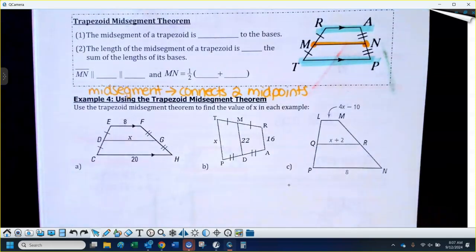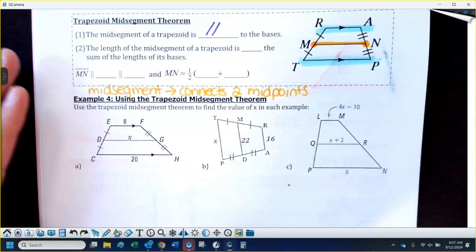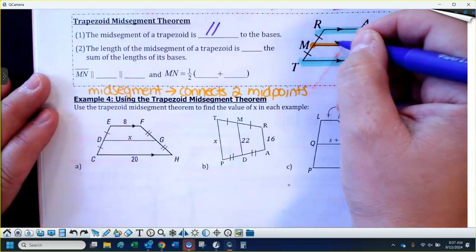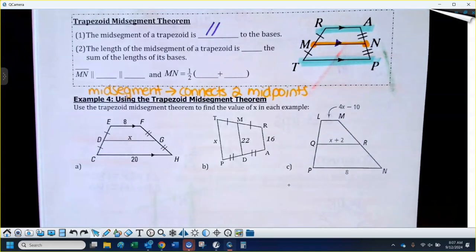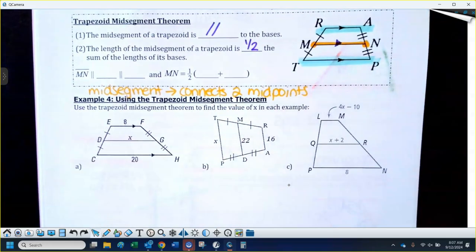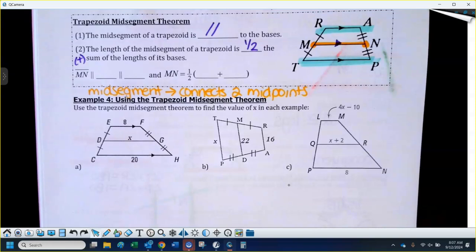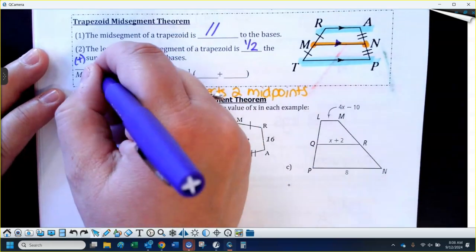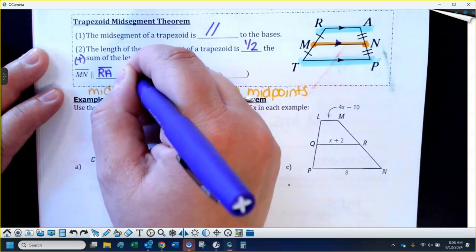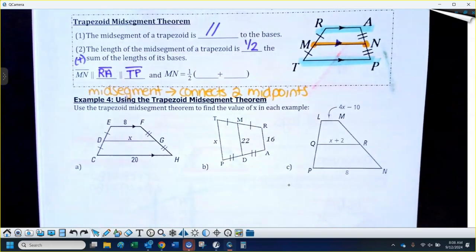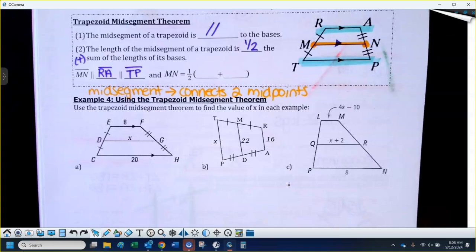And it has a lovely special property here. The mid-segment, first of all, is going to be parallel to the bases. So I'm just going to add another little arrow on that. All three of those lines will be parallel to each other. The length of the mid-segment is going to be half the sum, which means adding, the sum of the lengths of the bases. It's basically an average is what is going on here. So all three of these are parallel. MN is going to be parallel to RA, which is also going to be parallel to TP. So all three of those, both bases and that mid-segment, they're all going to be parallel.